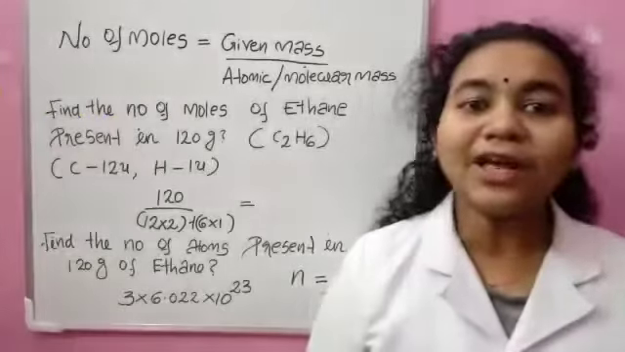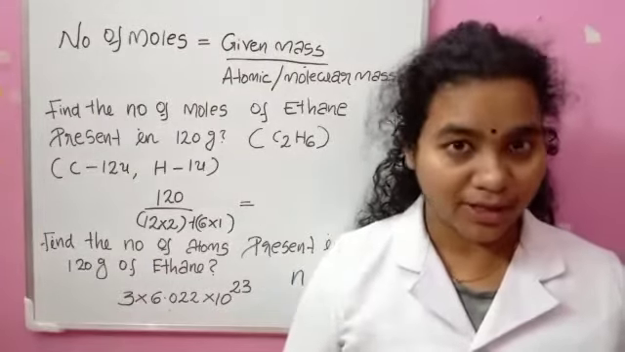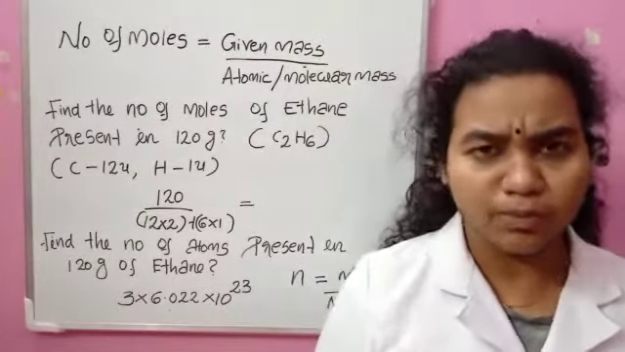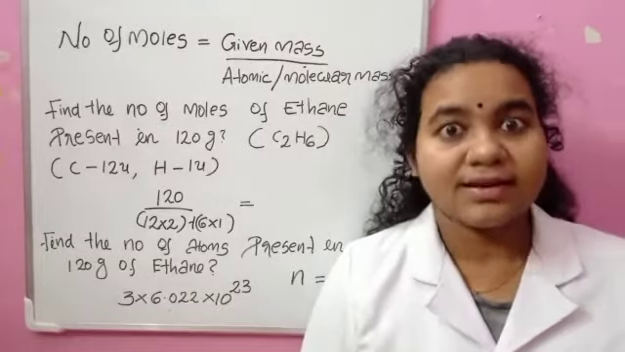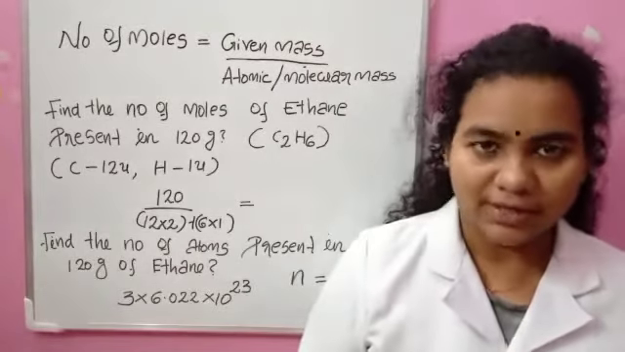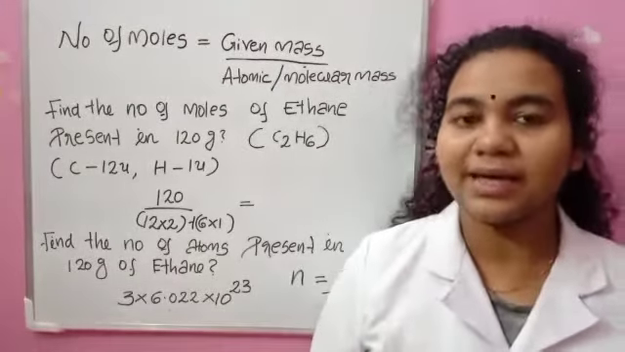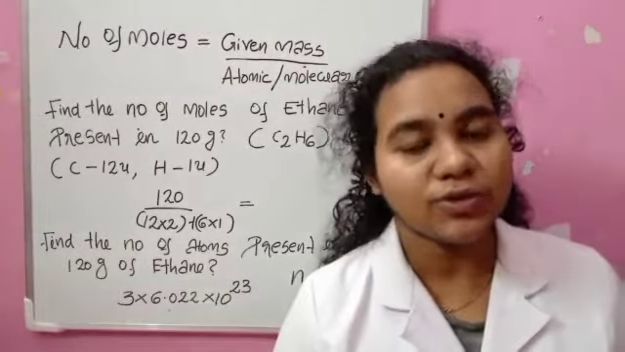Okay, now we understood what the mole concept is. What do you mean by 1 mole? We can define 1 mole as the number of atoms present in 12 grams of carbon 12. That is given by the Avogadro number, 6.022 × 10^23.